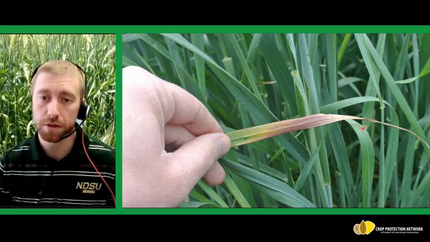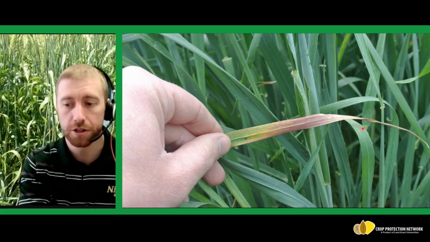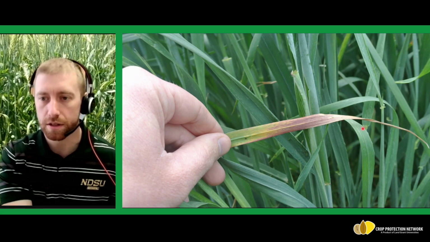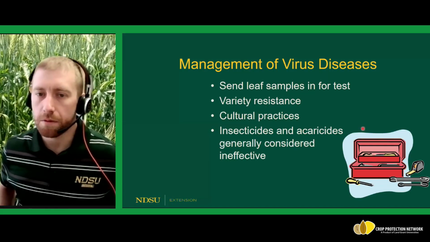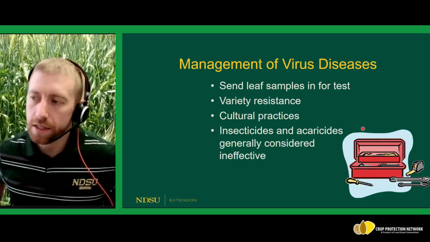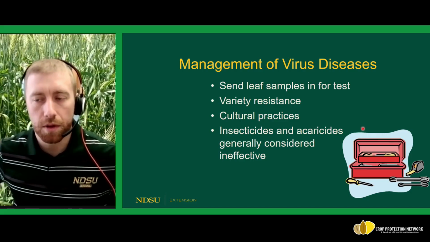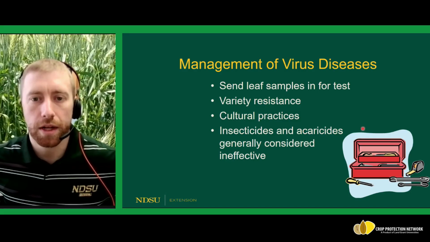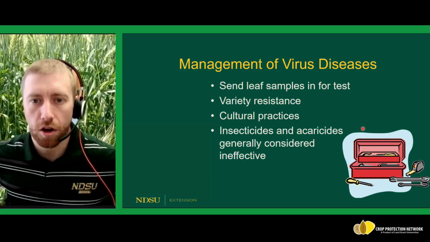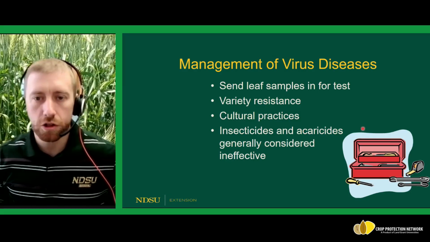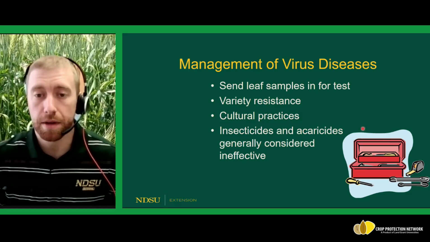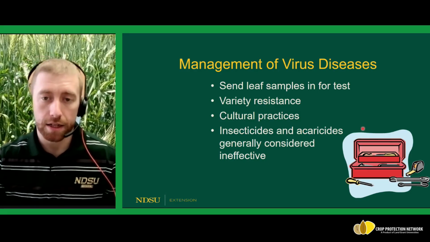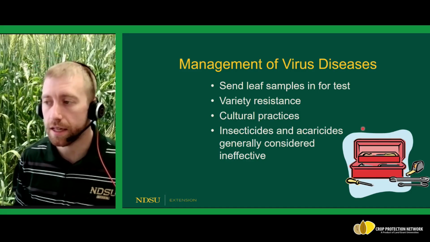And that is the most concrete way you can determine to make sure that you are avoiding future damage with some of these virus diseases. So management, first thing you've got to diagnose it, and that's where I'm mentioning send that leaf sample in for a test. There is variety resistance, but that's not available for all viruses and in all market classes. The cultural practices is what we really rely on. Breaking that green bridge is very key for wheat streak mosaic and the complex of mosaic viruses that occur.